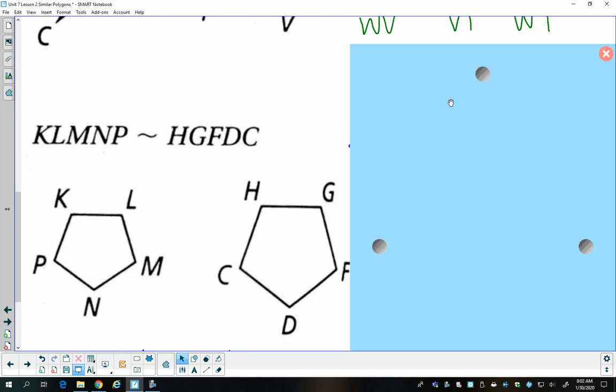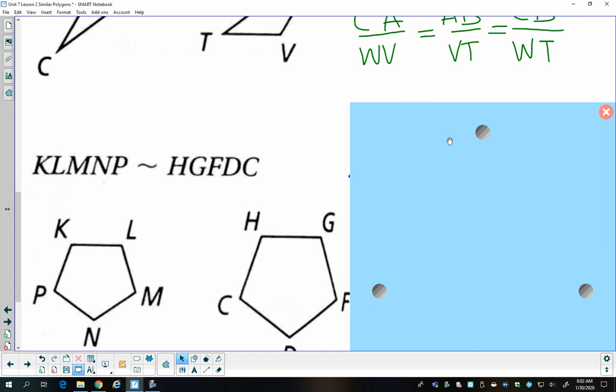Oh, I'm sort of giving it away down here. So even though I sort of gave away a little bit of the answer there, I want you to put the corresponding angles together, the congruent angles, and also write the extended proportion. So pause, do that and then come back and check your answer.